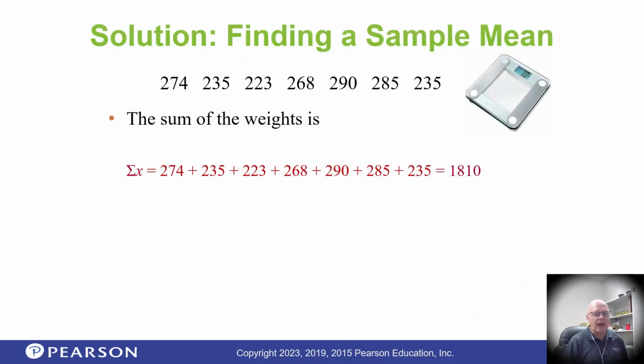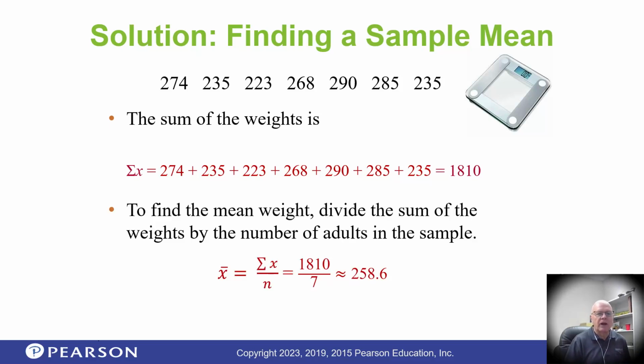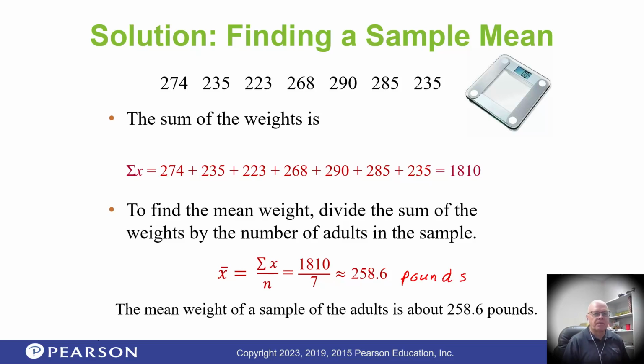Well, first of all, you add them all up. It gives us 1,810 pounds. Then you divide by how many you've got. You've got 7 different weights, divide by that, and your mean is 258.6 pounds. Someone forgot to put in the pounds. We shall not leave it out. So there's the mean weight. It did put in pounds down here. That's good.